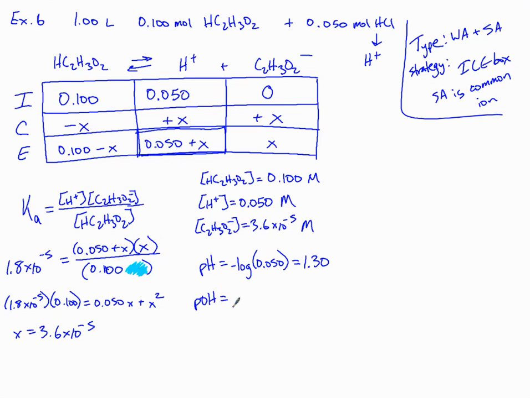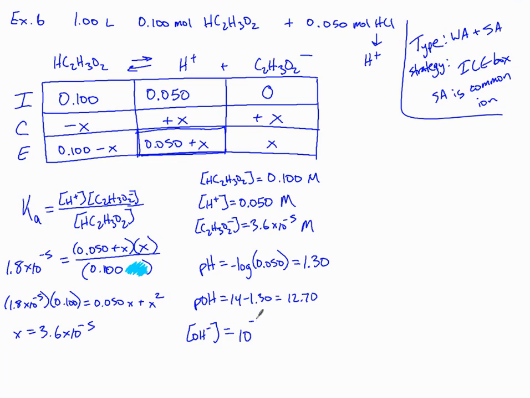It also wants the pOH, and the short way to do this, 14 minus the pH, and that is 12.70. And the hydroxide concentration, which it didn't really ask for, but we can figure it out. 2 ways you could have found this. You could have used the Kw equals concentration of hydrogen times concentration of hydroxide. That would be fine.